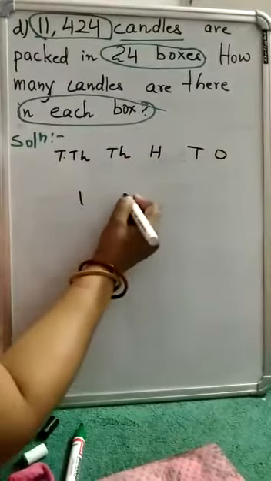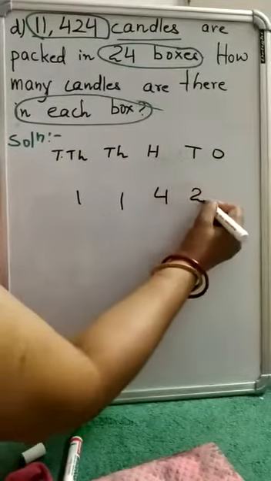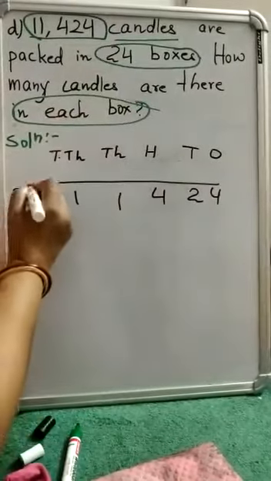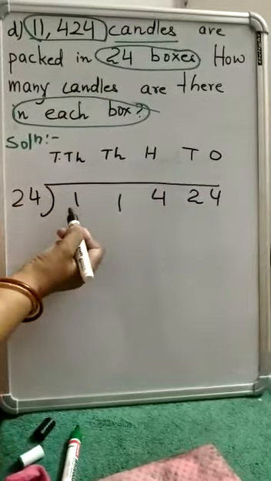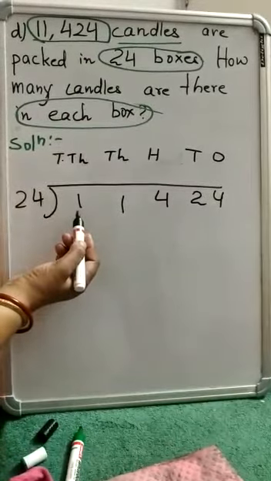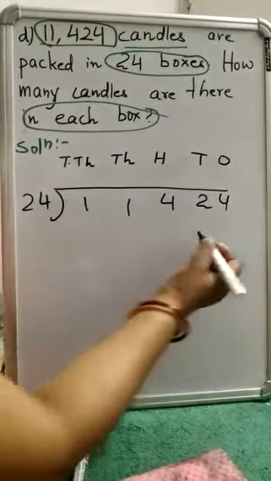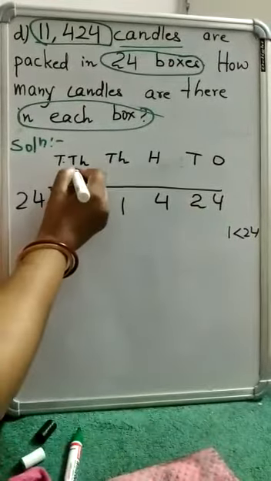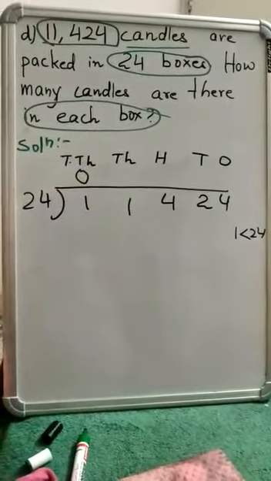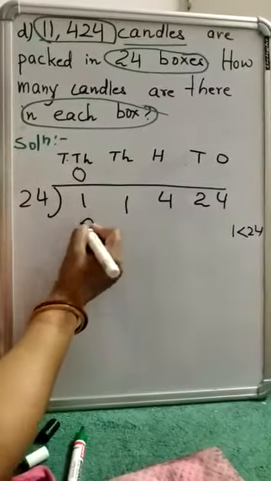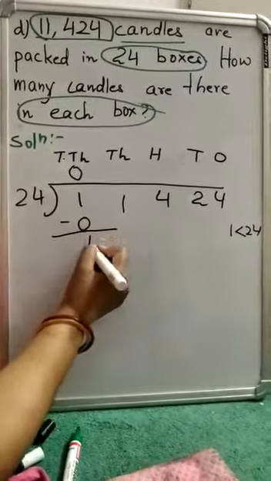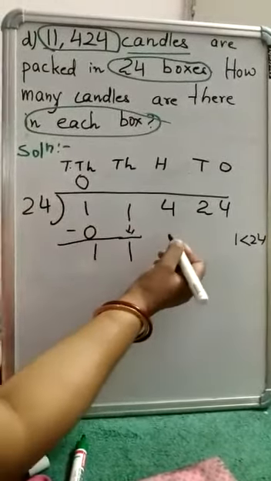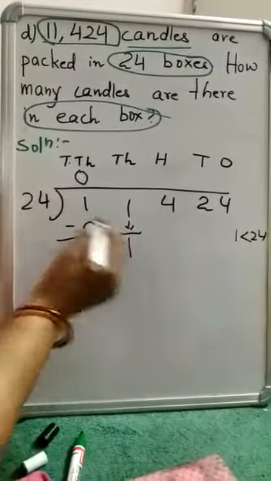So 11,424 will be divided by 24. Right? So we will start from the extreme left side, that is 1 ten-thousand. 1 is less than 24, children. Okay. So I will multiply 24 with 0 at the ten-thousands place. 0 times 24 is 0. 1 minus 0 is 1. Now I will put down this 1 along with 1. 11 thousand will be divided by 24.